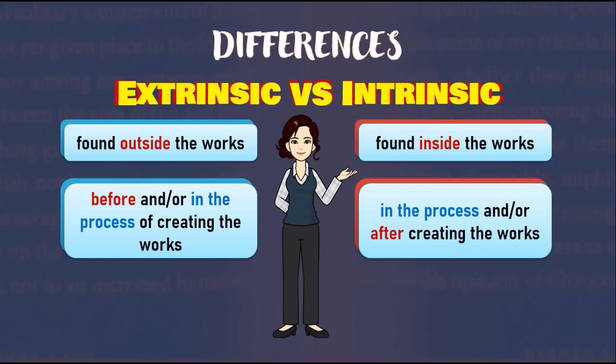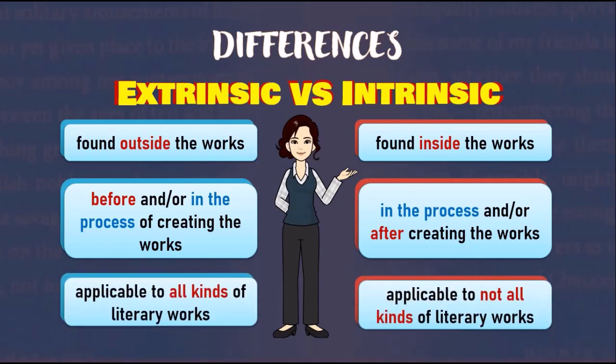Right, so the last difference is that the extrinsic elements are actually applicable to all kinds of literary works. So there are no exclusive elements for prose, poetry, and drama. One kind of extrinsic element, for example, the socio-economical background of the author, can influence the writers of prose, poetry, and drama, so it's not limited to a certain literary work.